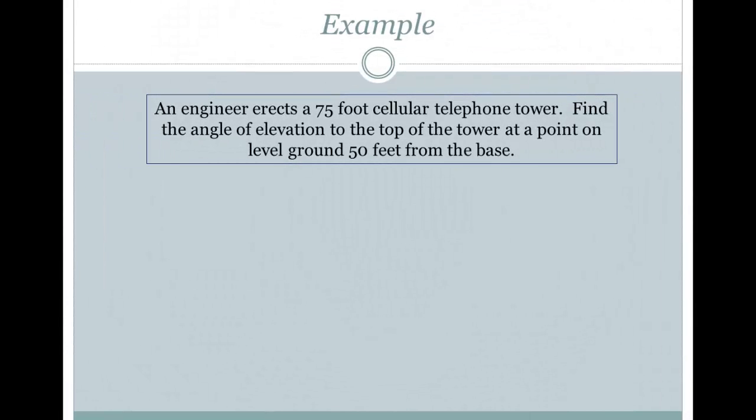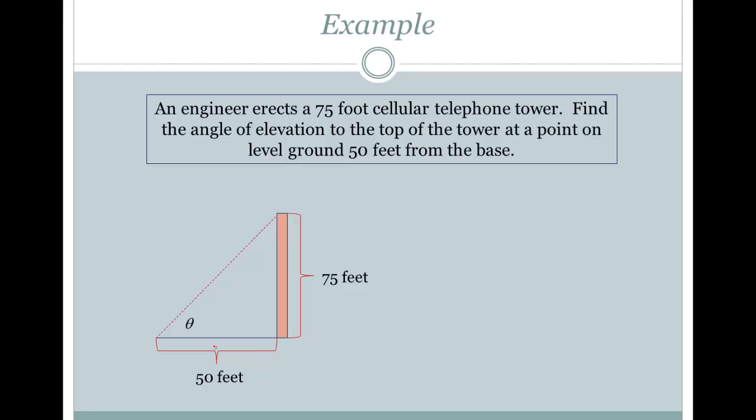An engineer erects a 75-foot cell tower. Find the angle of elevation to the top of the tower at a point on level ground 50 feet from the base. So again, it's drawing a diagram. Here's a 75-foot tall tower. The person is 50 feet away from the tower, and they're looking for this angle of elevation here, that sight line from the person to the top of the tower. Okay, so once I label it, again I got a right triangle right there, and basically what I'm looking to do is to just solve that angle.